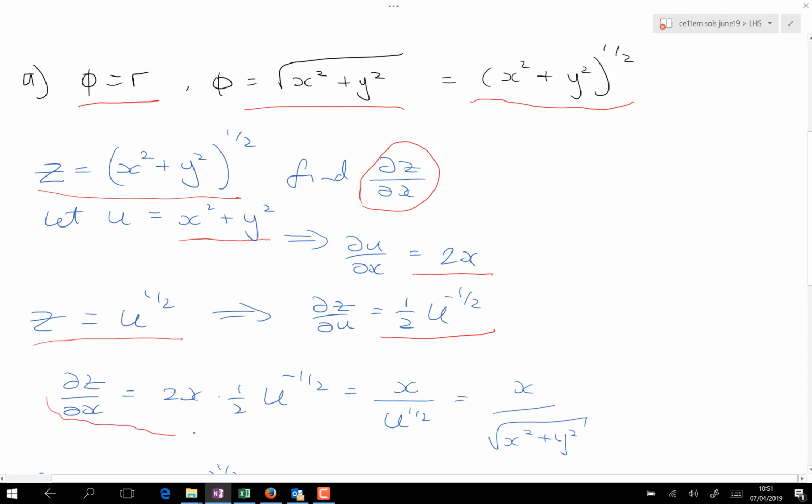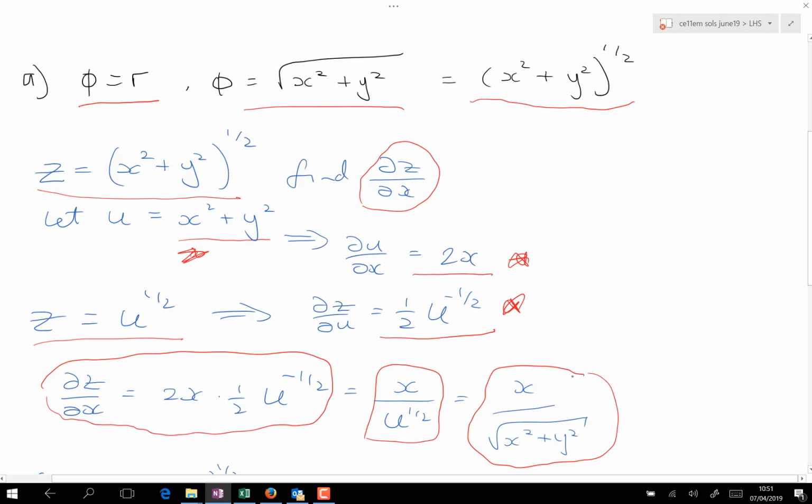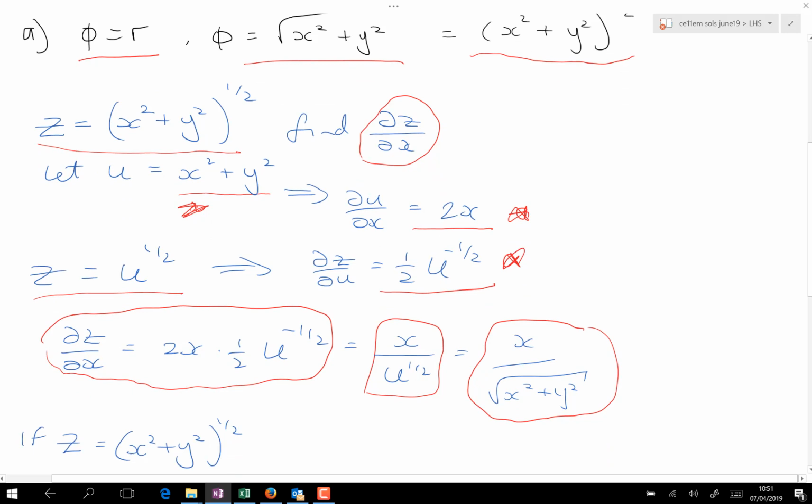The formula for chain rule says that delta z delta x will be the product of these two things here. So that's 2x, a half u to the minus a half. So the half and the 2 cancel, and u to the minus a half can be written as 1 over u to the half. So I get this. But of course u was x squared plus y squared. So u to the half is the square root of x squared plus y squared. So I have my answer in terms of delta z delta x.